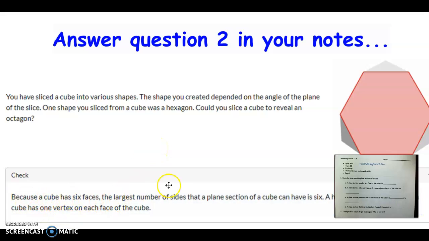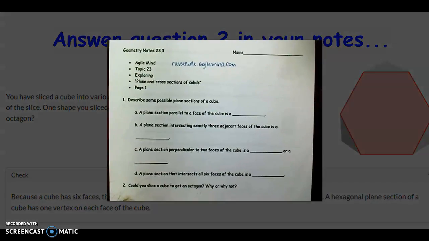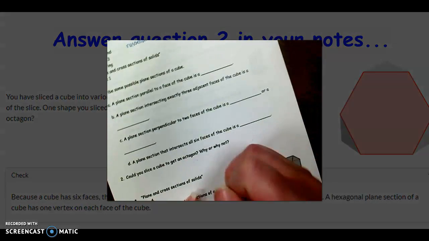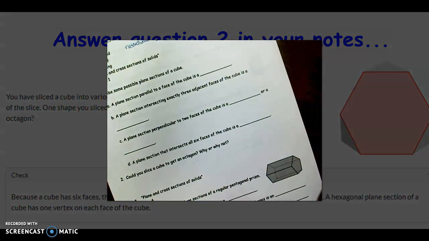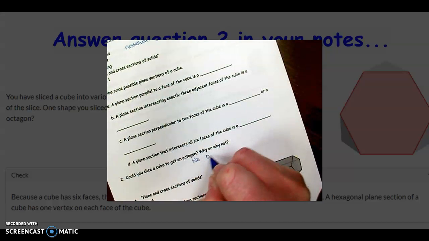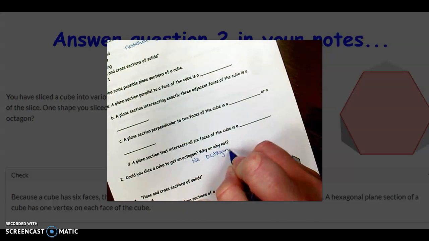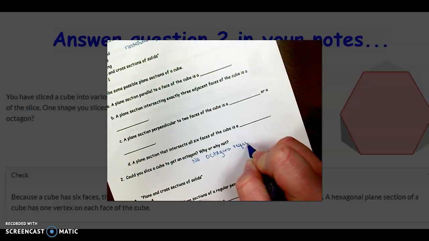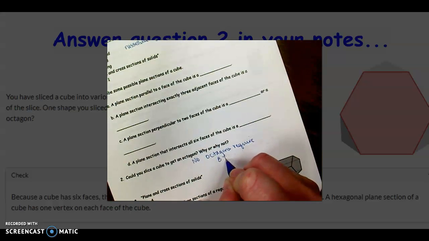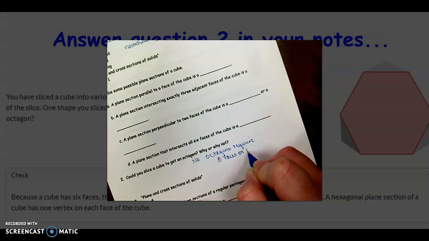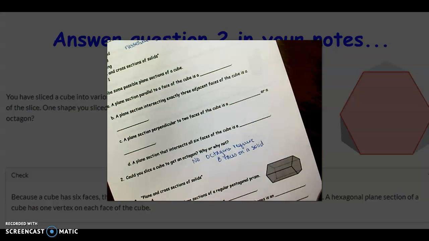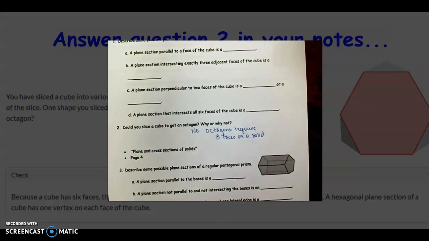Since a cube has 6 faces, the largest number of sides that a plane section of a cube could have is also 6. So your answer on number 2 is no, and that is because octagons would require 8 faces on a solid. You'd have to have a solid that has 8 faces to create an octagonal section.